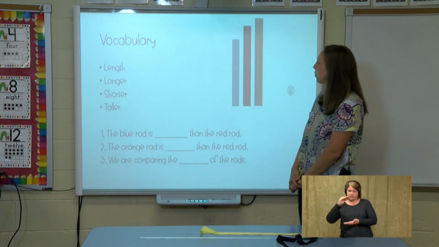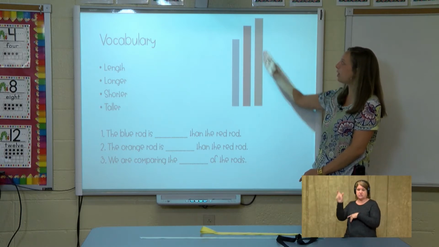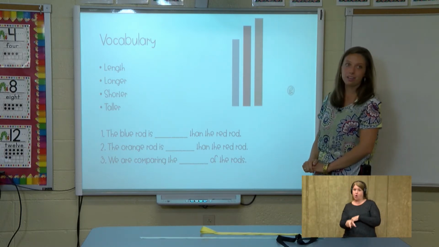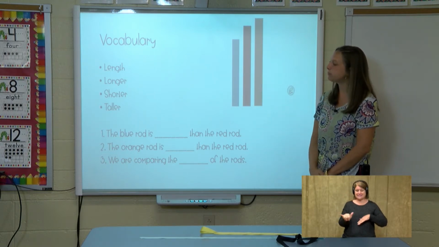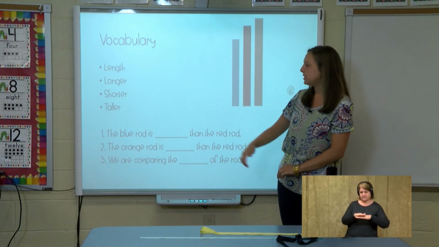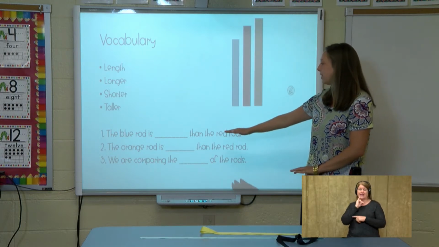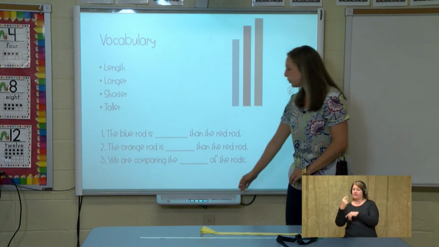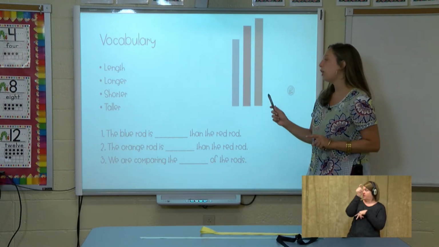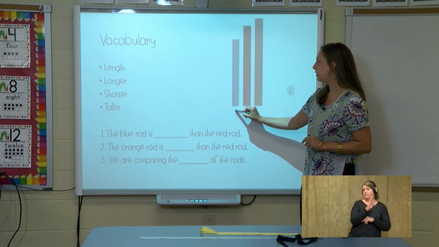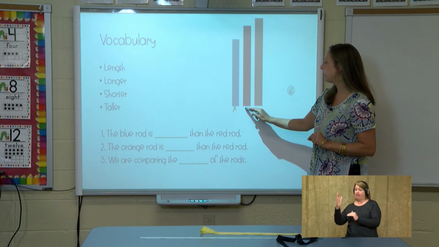Look up here. I did some bars. We have a blue bar, a red bar, and an orange bar. And notice they all start from the same point. Number 1 says, the blue rod is blank than the red rod. So we're going to read it again and look at our rods. The blue rod is blank than the red rod.